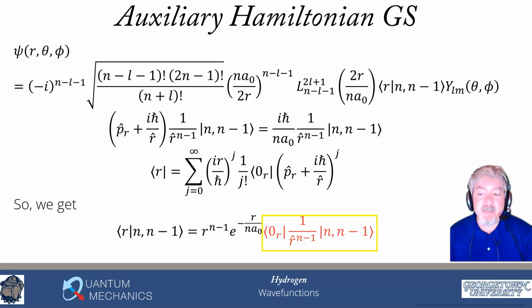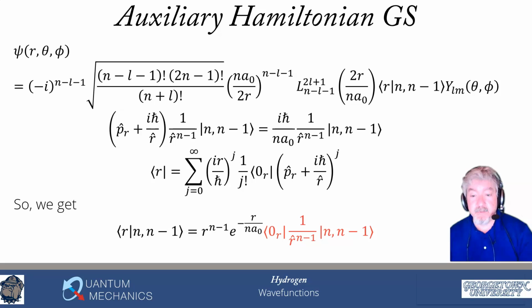So indeed, bra 0 sub r, 1 over r hat to the n minus 1, n comma n minus 1, that actually is a number. Okay? If you're having trouble with that, send me a note or we'll talk about it in class, but think about it, take a look, rewind about 30 seconds, see what I said about it, see if that sinks in. But that object is a number. It is not infinity. Okay? And that is our normalization constant.